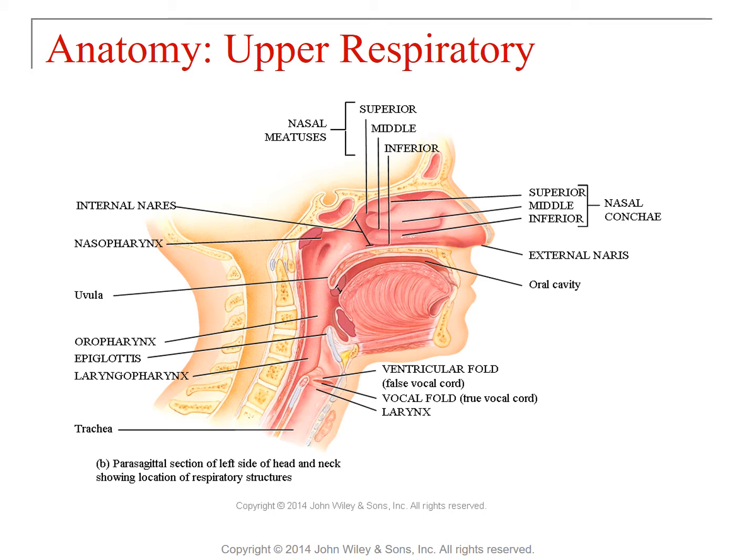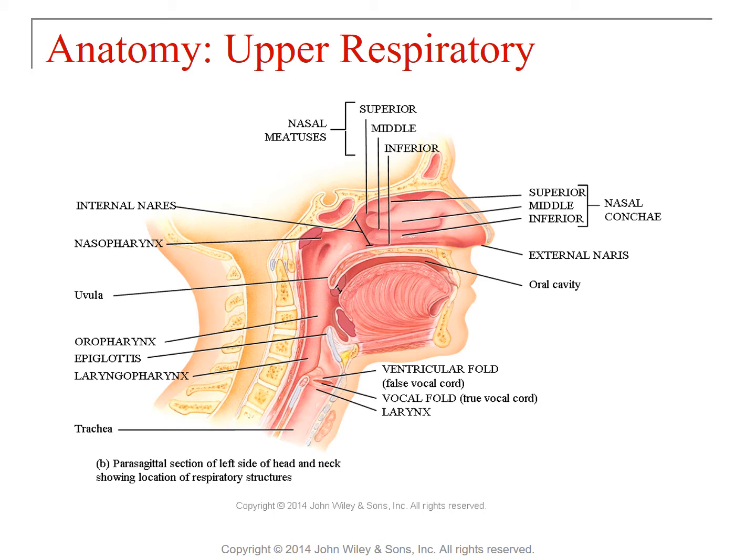To the back of the internal nares, you're going to find the nasopharynx. This is the portion of the pharynx that is posterior to the nasal cavity. So inferior to that, you have the oropharynx, which is the portion of the pharynx that is behind the mouth. Inferior to that, you're going to have the laryngopharynx, which is the portion of the pharynx that is posterior to the larynx.